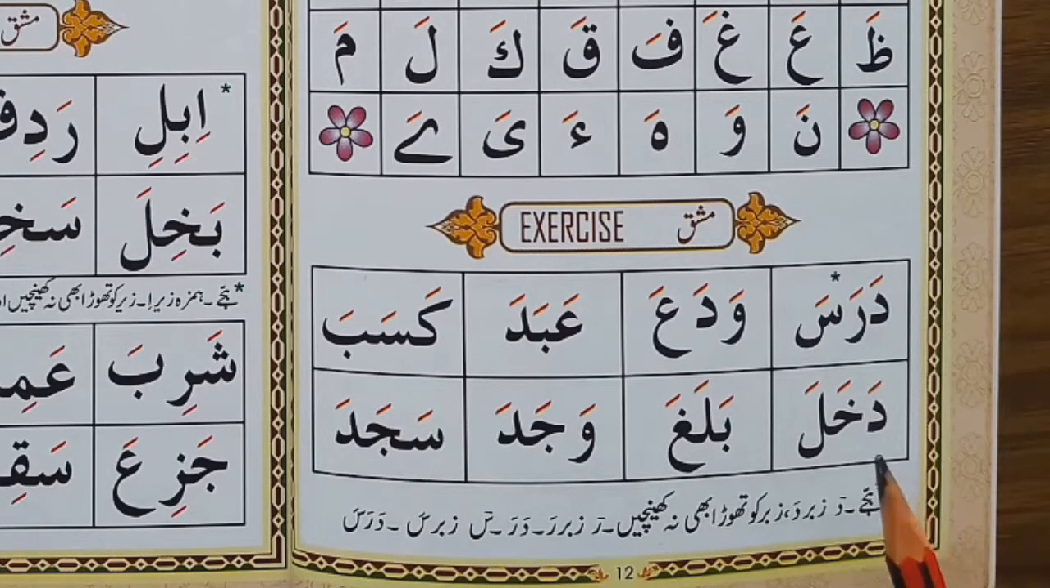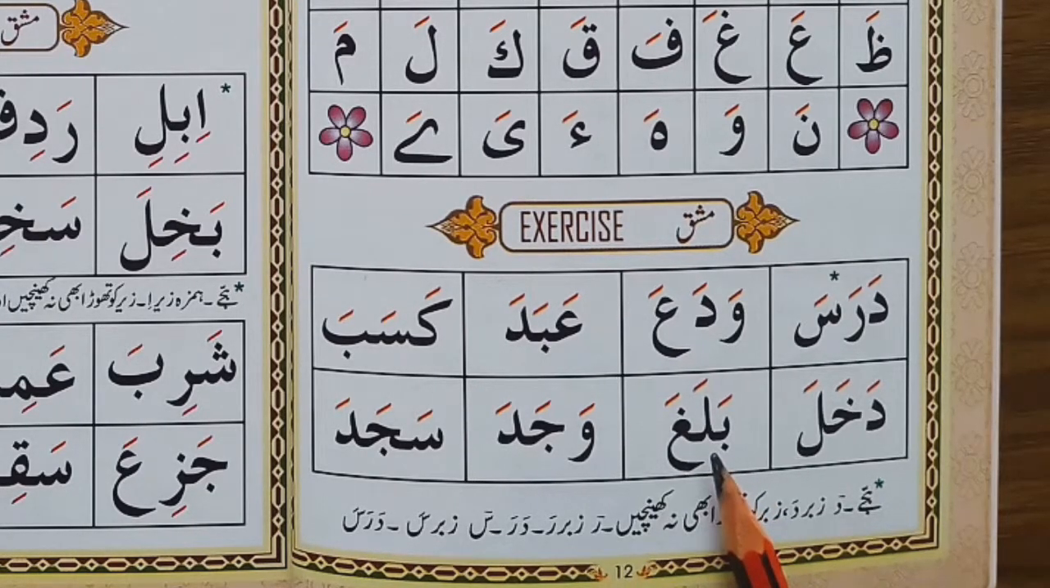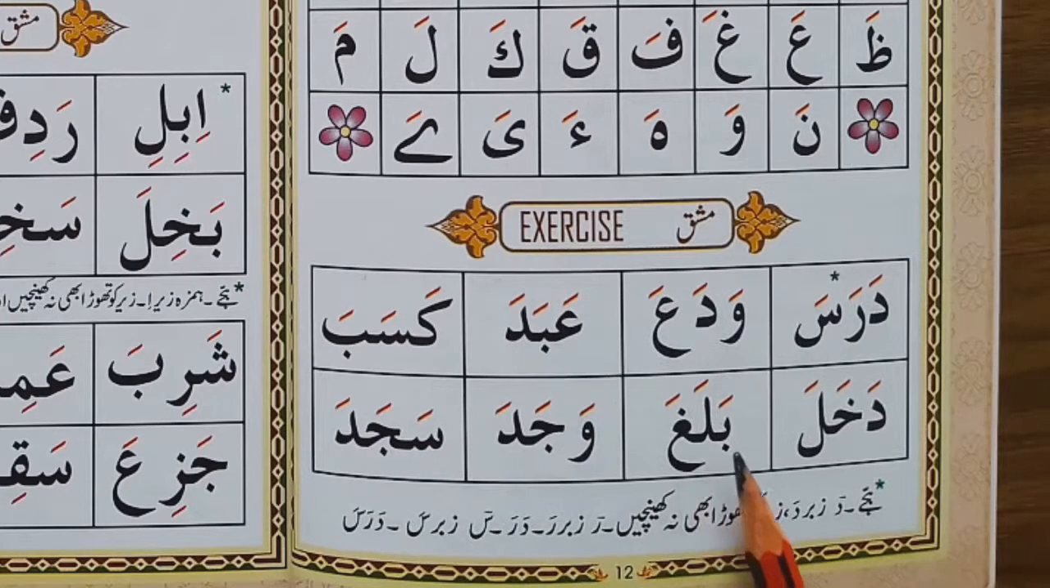Okay, let's continue. Dal, Fatha, Da. Kho, Fatha, Kha. Lam, Fatha, La. Da, Kha, La. Ba, Fatha, Ba. Lam, Fatha, La. Ghain, Fatha, Gha. Ba, La, Gha.